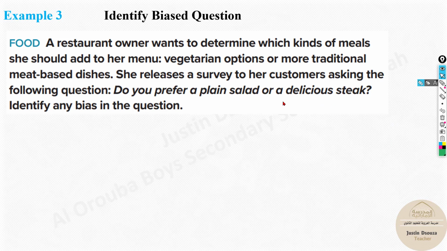Do you prefer plain salad? Plain salad in the sense you're dumbing down this option, right? It's just a plain salad. Whereas delicious steak, you're telling one of the options is really good. An unbiased question would be like this: do you like salad or steak? Which do you prefer more, salad or steak? That's the way we ask.